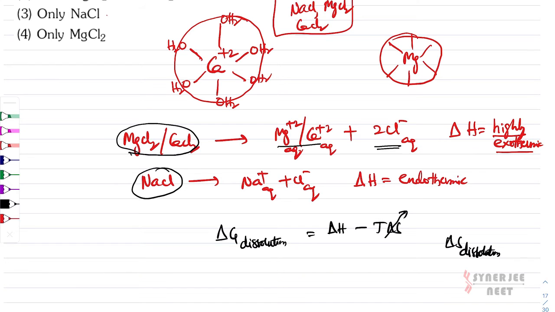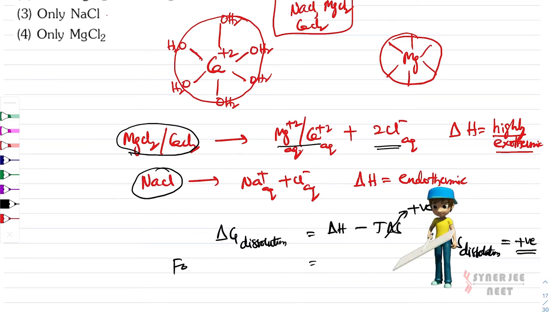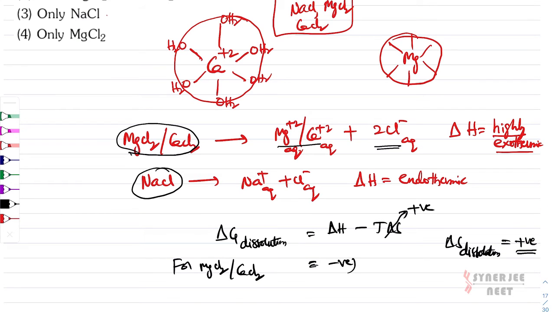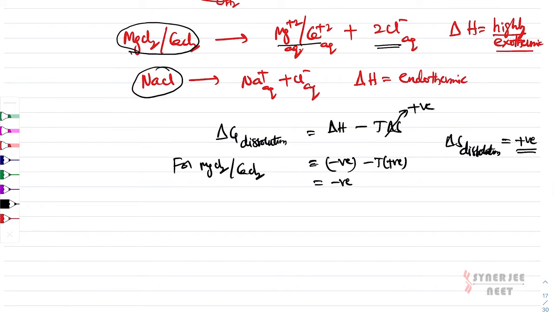Yes, delta S of dissolution is always a positive quantity, because in the dissolution of ionic compounds, particles are splitting into a larger number of particles. Therefore, disorder and entropy will increase. So minus T into delta S is a negative quantity. Now this delta H, in the case of MgCl2 or calcium chloride, we know that delta H is negative. So delta H is a negative quantity and minus T into a positive quantity, so the total value will be negative. This delta H value is highly negative, so they are highly dissolved.